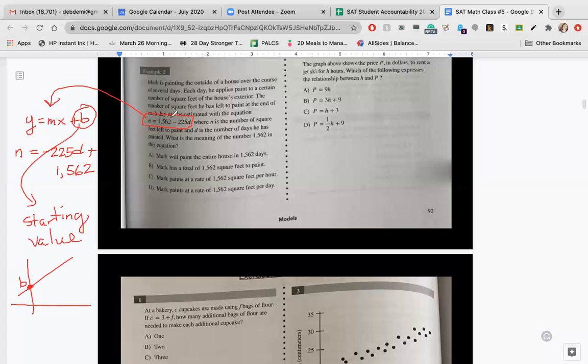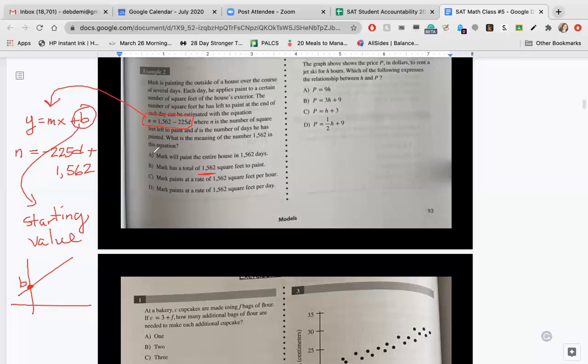So let's see what they're asking. I'm not even going to read the whole thing. It says n equals 1,562 minus 225d, where n is the number of square feet left to paint and d is the number of days he has painted. What is the meaning of 1,562 in the equation? So this one's going to be, Mark has a total of 1,562 square feet to paint. It's a starting amount. So that's what that stands for, the starting amount. Let's see what the other ones say. Mark will paint the entire house in 152 days.